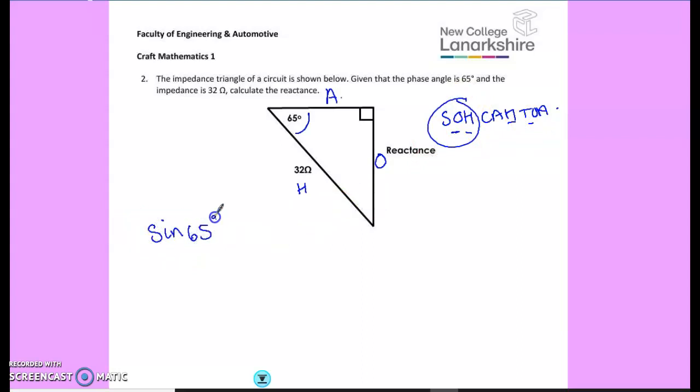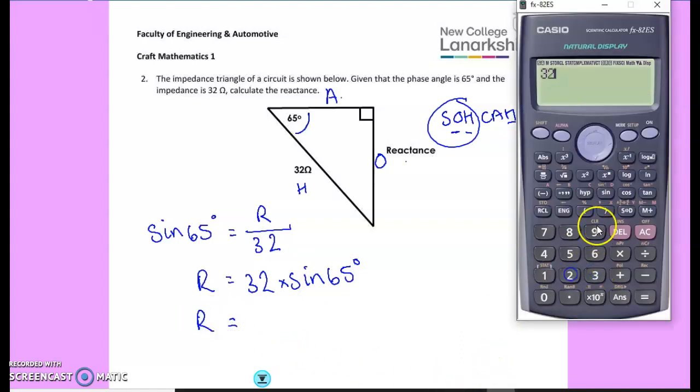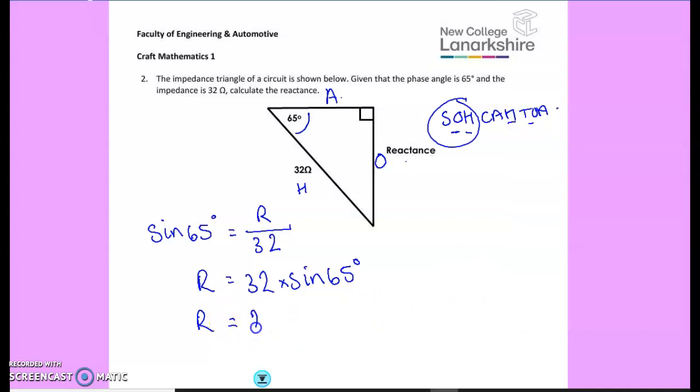I know the angle, so let's put the angle in. Sine 65 is the opposite, which is the one we're trying to find. I'm just going to call that R, over hypotenuse, which is 32. Here R has been divided by 32, so we take it over in times. It's 29.00, 29 ohms.